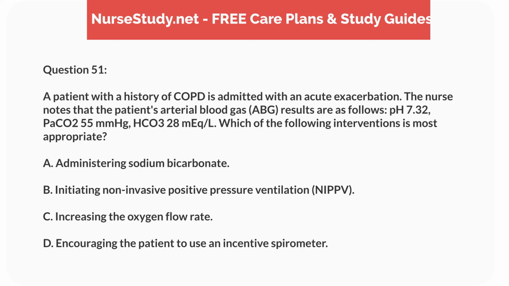Question 51. A patient with a history of COPD is admitted with an acute exacerbation. The nurse notes that the patient's arterial blood gas, ABG, results are as follows: pH 7.32, PaCO2 55 mmHg, HCO3 28 milliequivalents per liter. Which of the following interventions is most appropriate? A. Administering sodium bicarbonate. B. Initiating non-invasive positive pressure ventilation, NIPPV. C. Increasing the oxygen flow rate. D. Encouraging the patient to use an incentive spirometer.